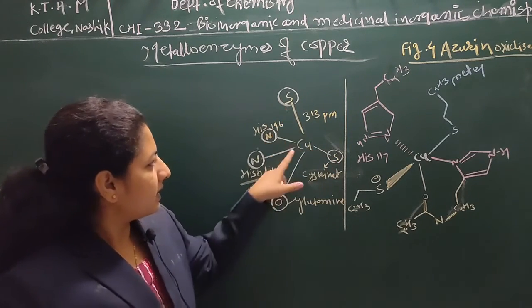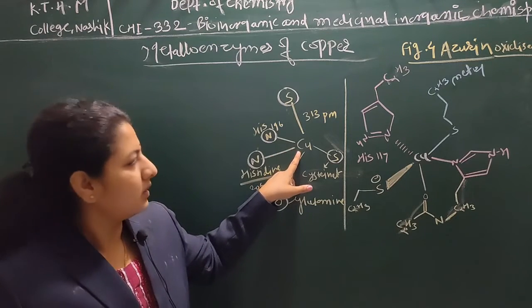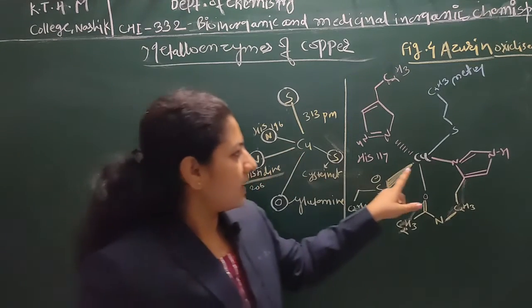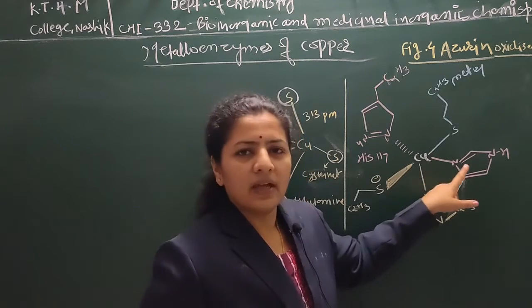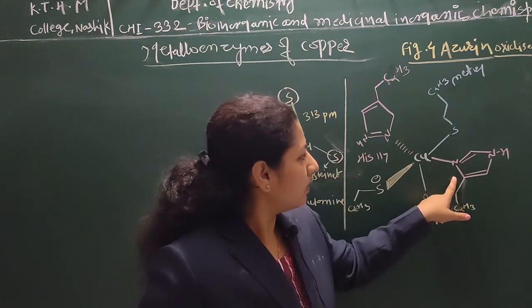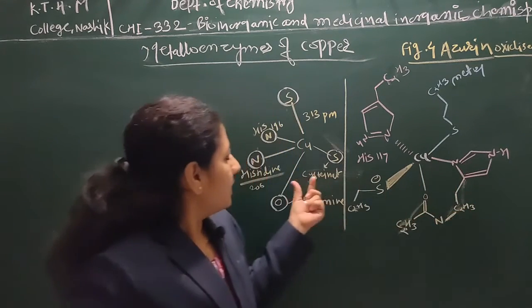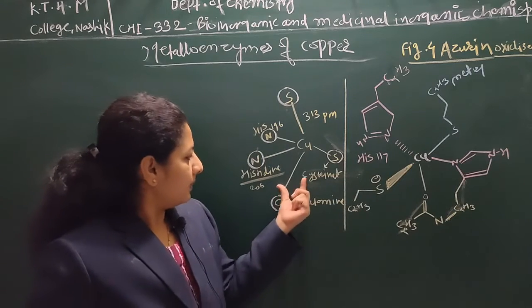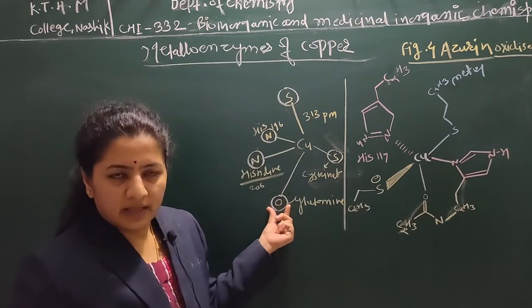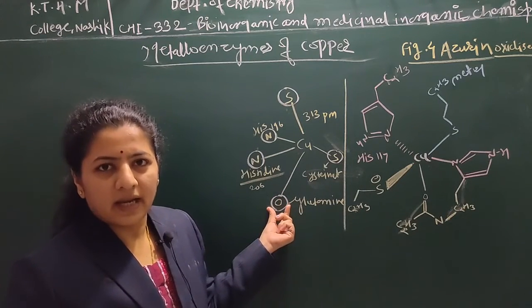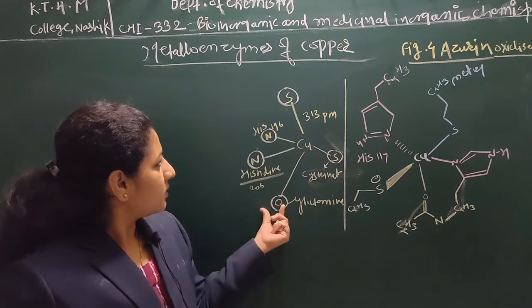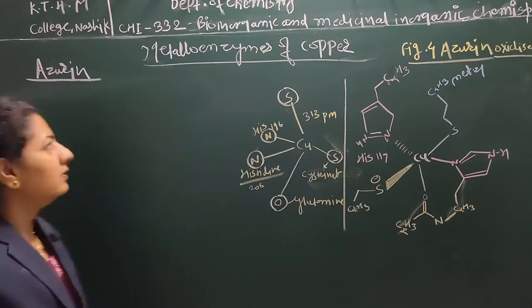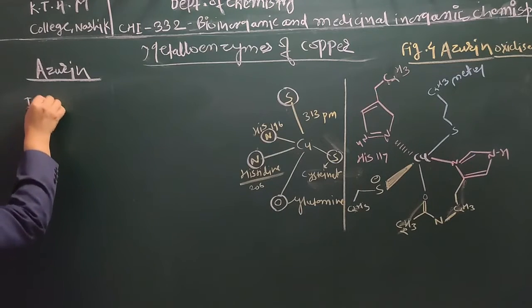So here this is the structure of Azurin. This is the oxidized structure of Azurin. In that we would have to see the whole ligand structure, but instead in this structure we are just writing the first ligand atom here. Now the introduction of Azurin.